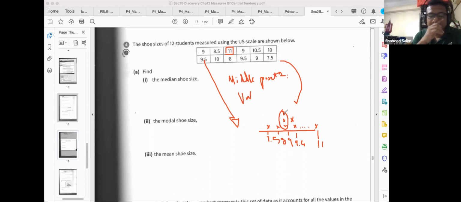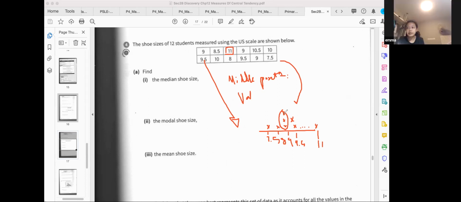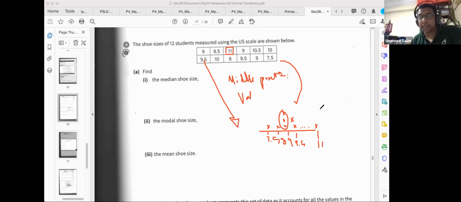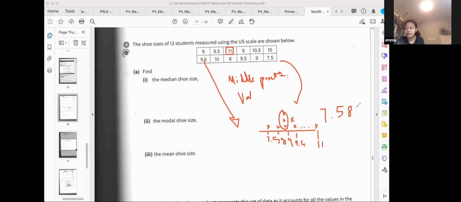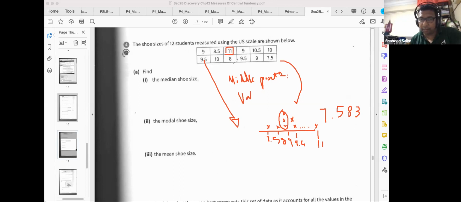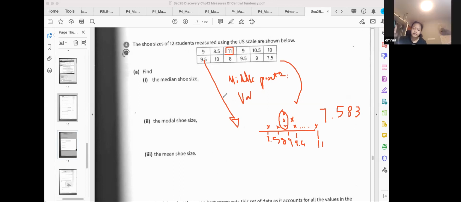Okay, Emma. What is the number 3 then? The mean shoe size. That means you get the total value, then you divide by the number of students. 7.58. 8.3. Okay. Do you add all of them up? Yeah. Are you sure? What's your total?